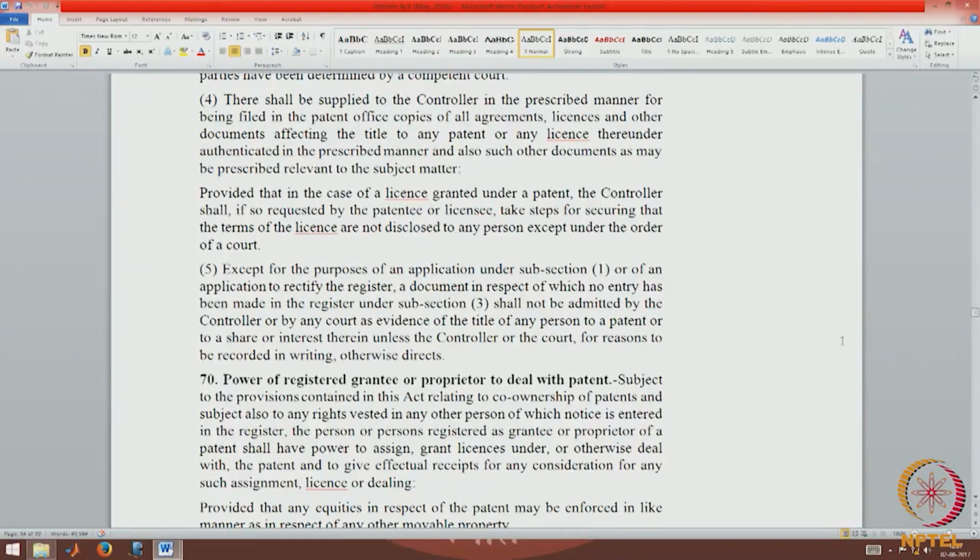So it is not sufficient that two parties have an assignment, but the assignment has to be communicated, the controller has to have knowledge of it, and the register has to be corrected. Otherwise, the rights that flow to a party will not be given to the party.